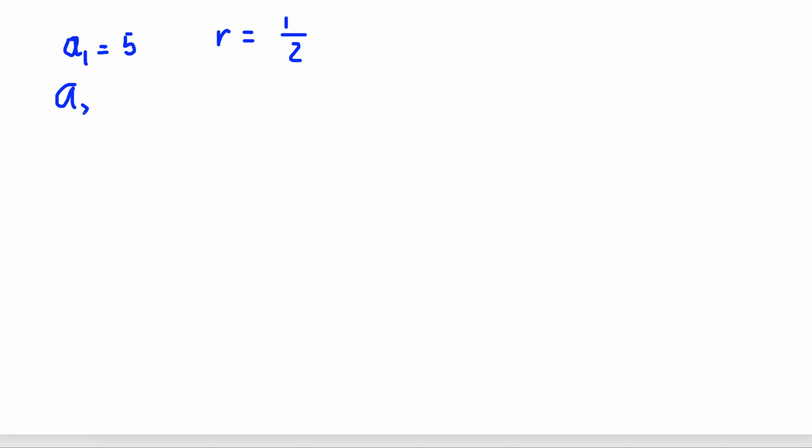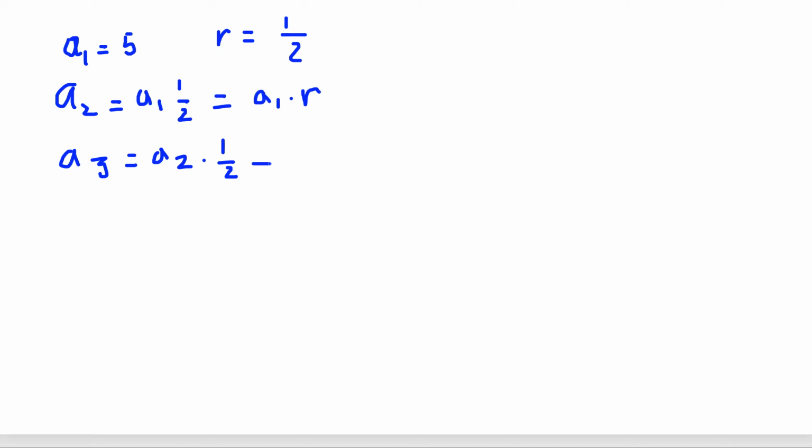What is A2? A2 is equal to A1 times 1.5, or this is equal to A1 times R. And what about the third term of the sequence? The third term is equal to A2 times 1.5, so the common ratio.